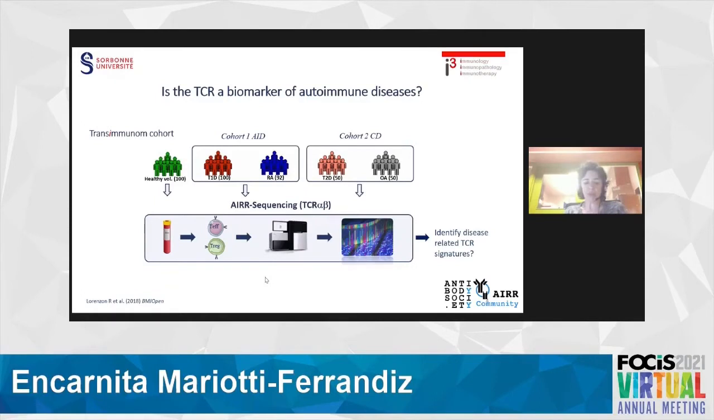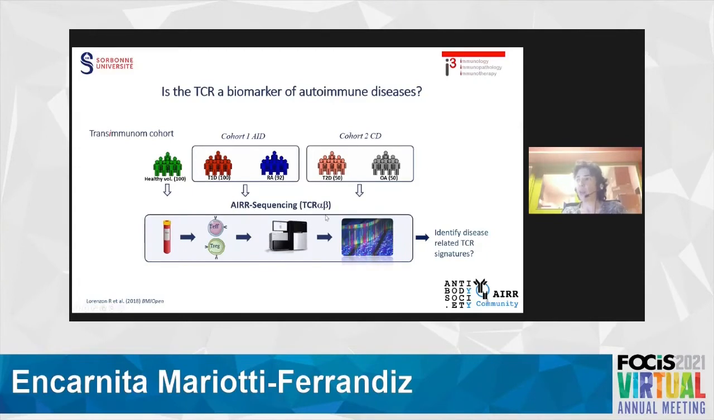So this is what we try to address by studying a cohort of autoimmune patients as well as control disease, which is mainly patients with inflammatory diseases, and healthy volunteers within the transimmunome trial. And our goal, in a first step, was to try to determine whether the TCRs could be biomarkers of those different autoimmune diseases.